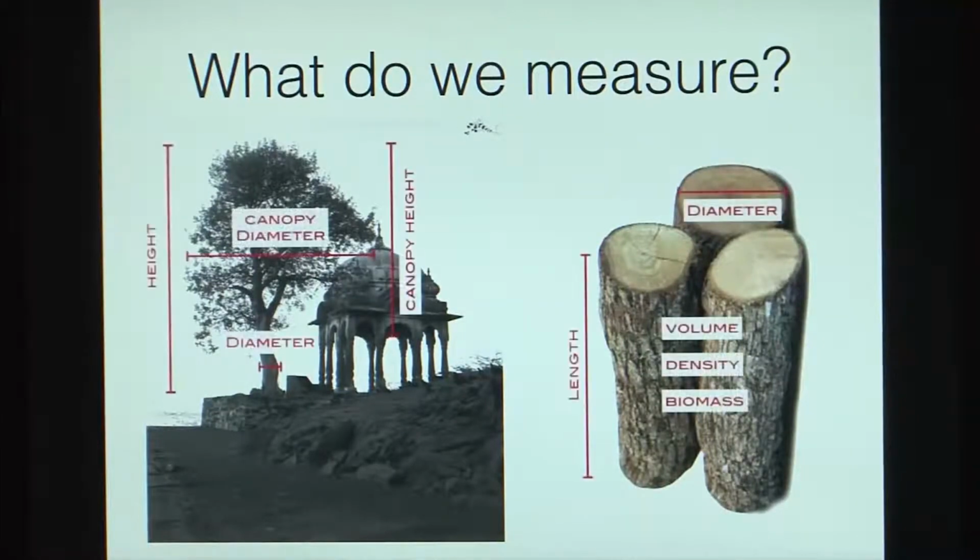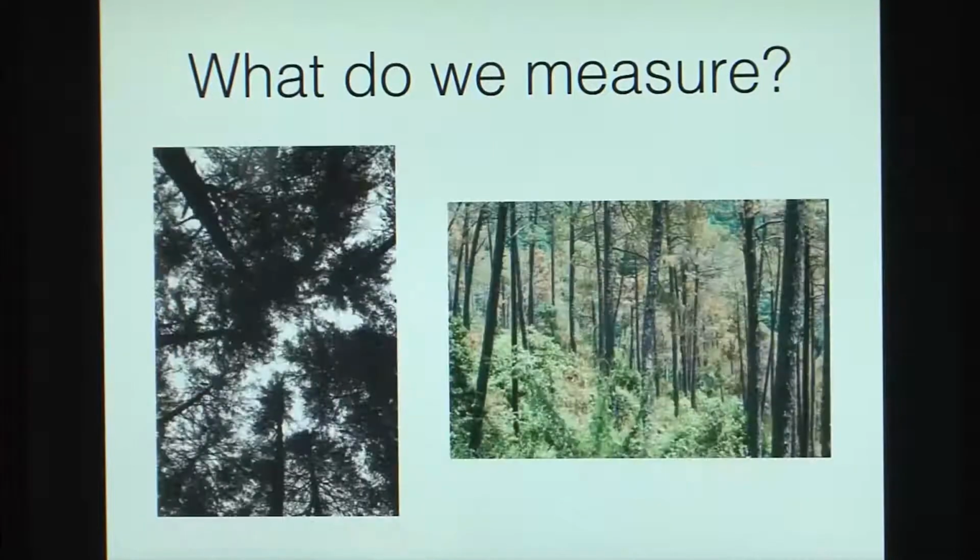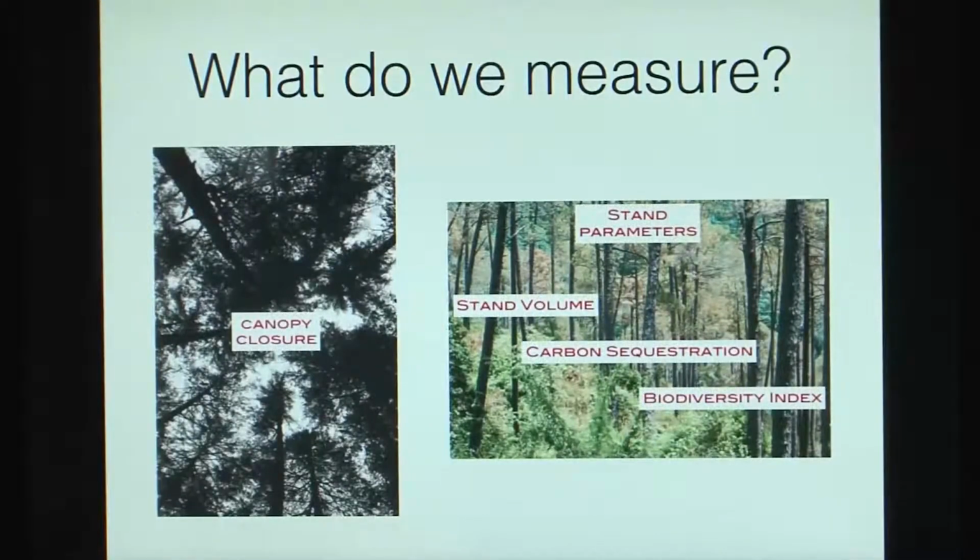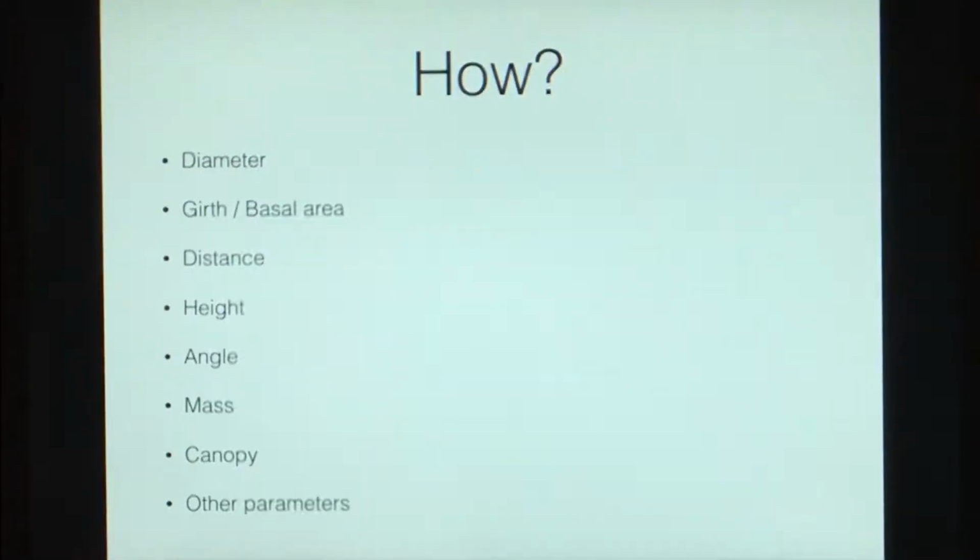Those are the canopy diameter, canopy height, the diameter of the tree, the height of a tree, the length of a log, diameter of a log, volume of a log, density, biomass. Also, we can look at the canopy cover and the canopy closure, you know the difference between both of these, and also the stand parameters like stand volume, carbon sequestration, biodiversity index. We measure a number of values that we have seen in this course.